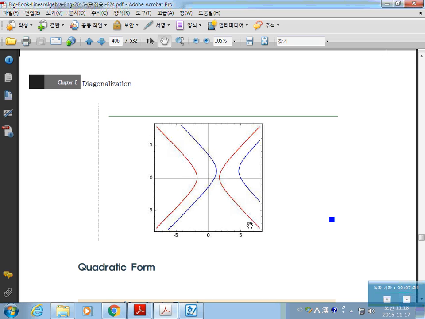So what this means is that the standard form is very important. You can simplify the conic section quadratic form into a standard form by using the new axes, the x prime, y prime coordinates.